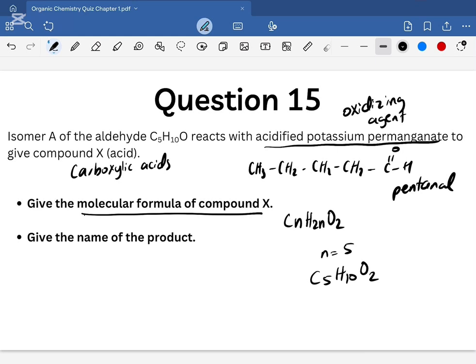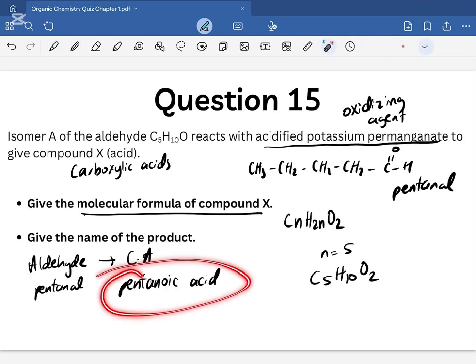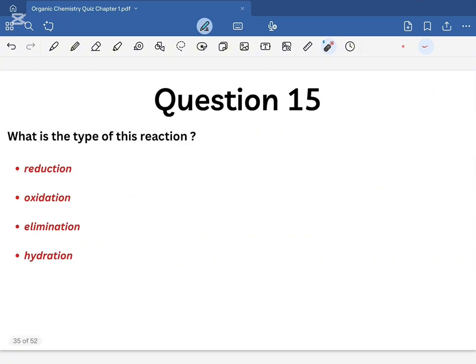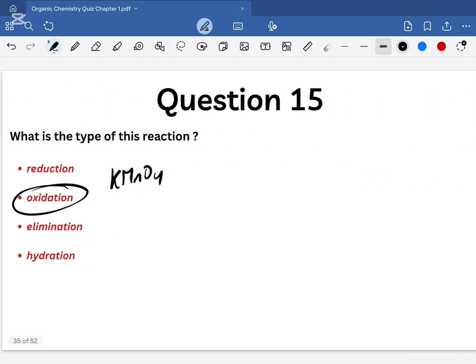Give the name of the product. So the pentanal, which is the aldehyde, is going to be oxidized into the carboxylic acid, which is pentanoic acid. So the name of the product is pentanoic acid. What's the type of this reaction? This reaction is an oxidation reaction, as we're using an oxidizing agent, which is KMnO4, potassium permanganate.